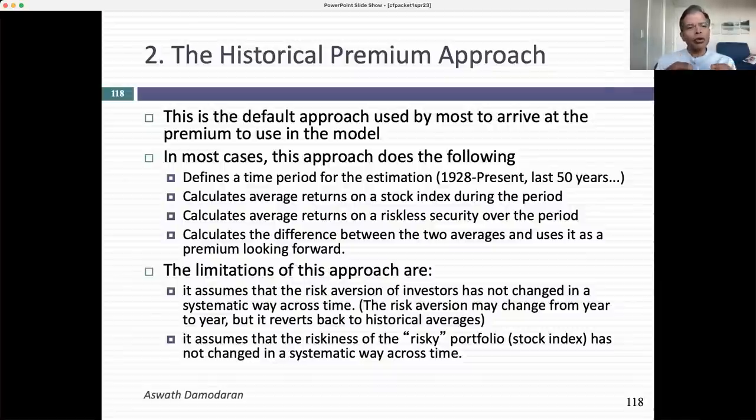It seems to be the only business where people use survey premiums because it tends to be a small homogeneous group of people that you're asking. That's a survey premium. Let's talk about historical premiums.